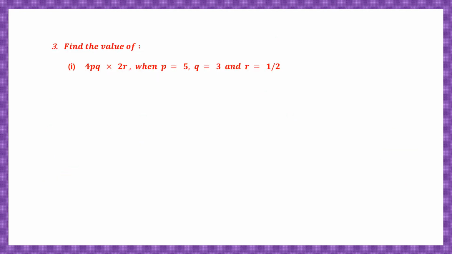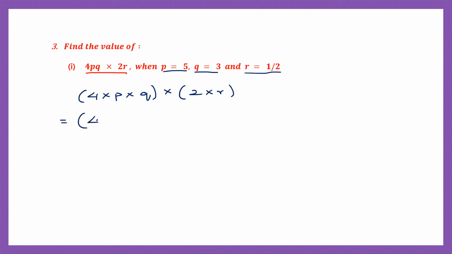Question 3. Find the value of, this time we have 4pq into 2r, and the values of p, q and r have been given to us. So let's start. 4pq means 4 into p into q. So 4 into p into q into 2r is 2 into r. Now let's start substituting the values. So 4 into p is 5, into q is 3, into 2 into r. 2 into r is 1 by 2.